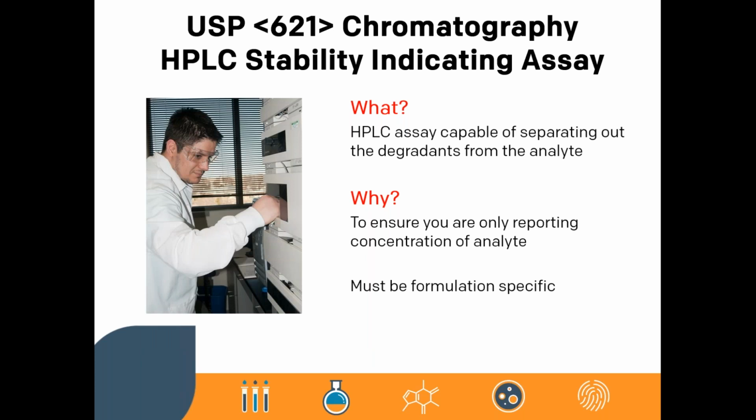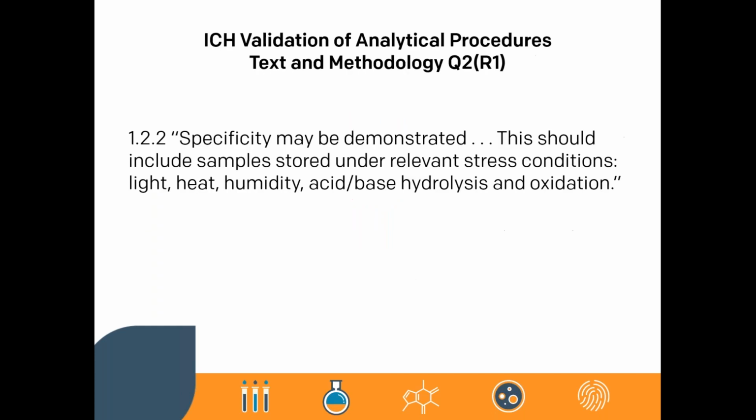Okay, the 621, the HPLC stability indicating assay, what is it? That assay is capable of really separating out the degradants from the analytes. And this is important. Why is it important? You want to be able to accurately quantitate the analyte of interest without interference of a degradant or impurities that are known. And it's very important to realize it should be formulation specific.